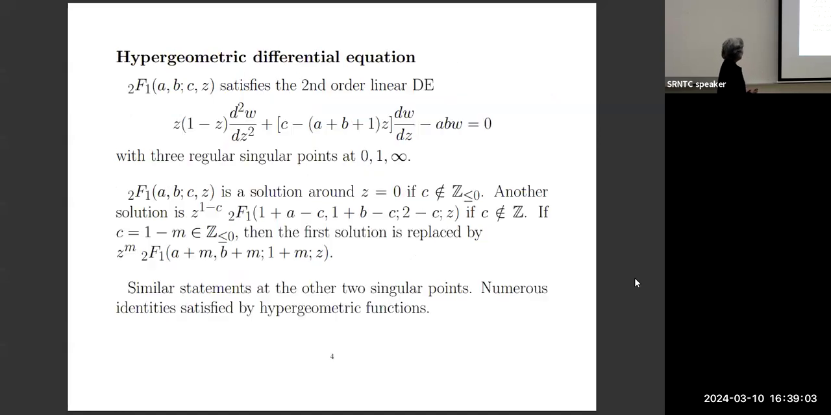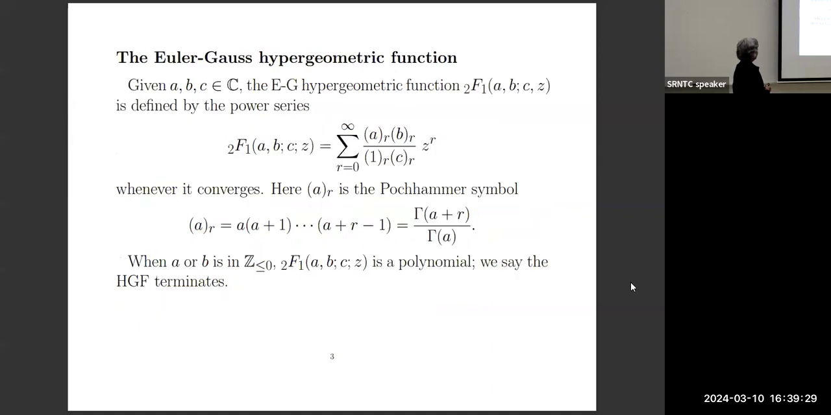And Riemann was the first one who systematically studied the 2F1 hypergeometric functions in terms of differential equations. So notice that 2F1 satisfies a second-order linear differential equation. You can see that the parameters A, B, C show up in the equation.